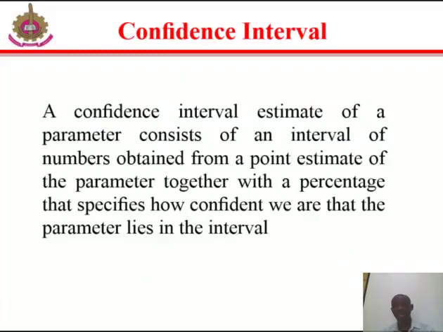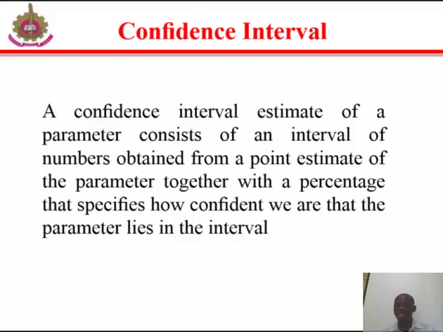Let's move on as we talk about confidence interval. For point estimation, a single number lies in the forefront even though a standard error is attached. Instead, it is often more desirable to produce an interval of values that is likely to contain the true value of the unknown parameter. A confidence interval estimate of a parameter consists of an interval of numbers obtained from the point estimate of the parameter together with a percentage that specifies how confident we are that the parameter lies in the interval. The confidence percentage is called the confidence level.